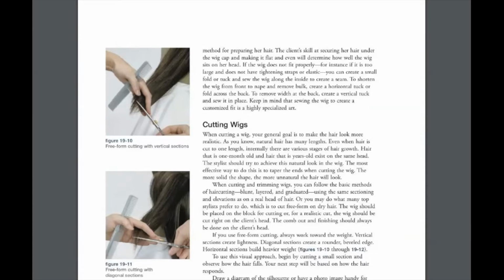When you're cutting a wig, the objective is to make the hair look more realistic. You want to taper the ends to make the shape look less solid. So you don't want it to look blunt. You want it to look like human hair.